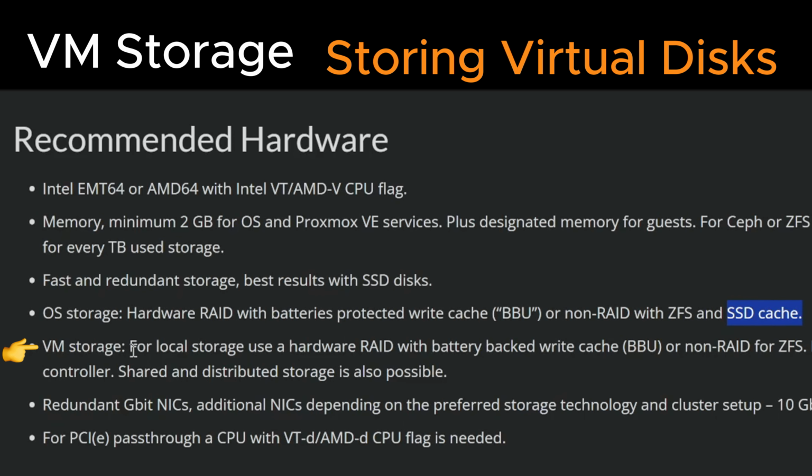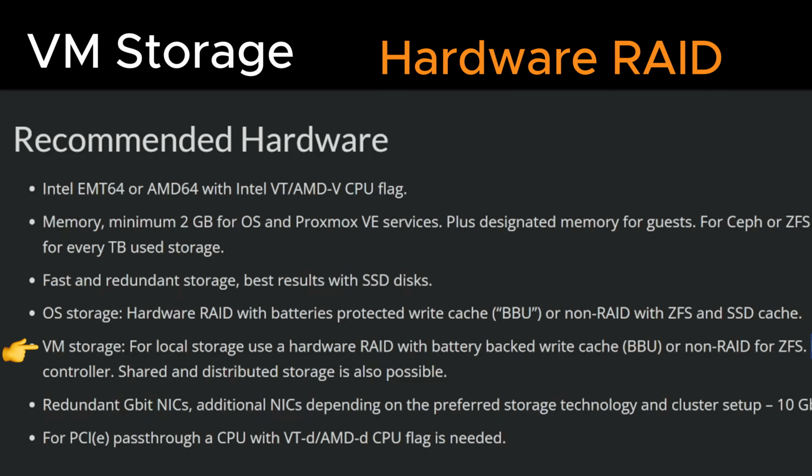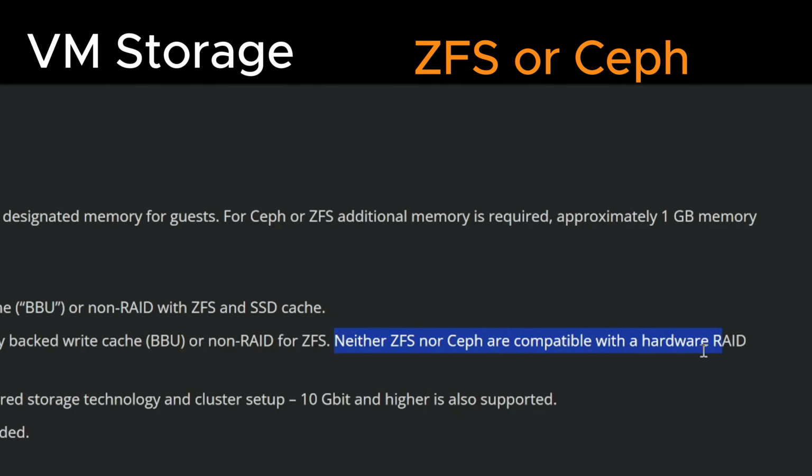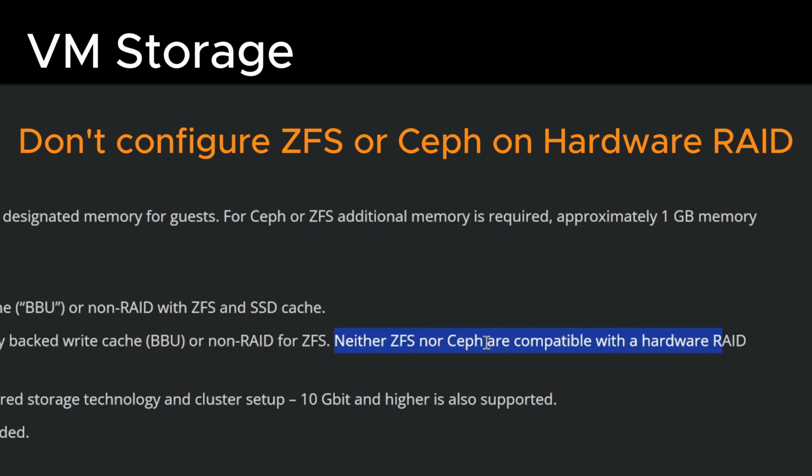For the VM storage, of course, you can use local storage. If you want to use local storage, then you go for hardware RAID. If you do not have hardware RAID, then you can go for ZFS or Ceph. But you have to remember, if there is a hardware RAID, then you don't configure ZFS or Ceph.